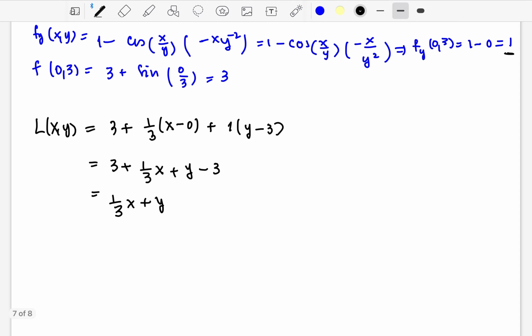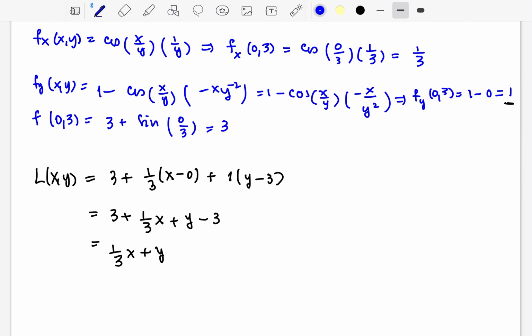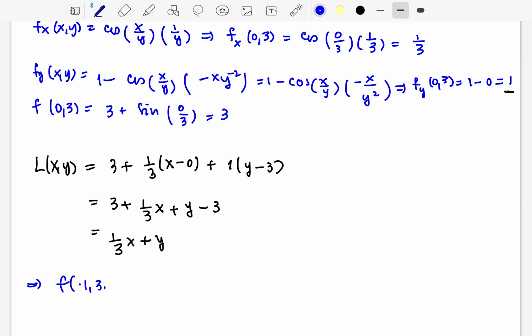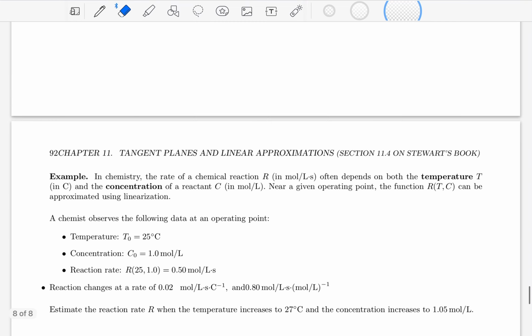So in particular, that means that f of (0.1, 3.1) can be approximated by the linearization of the function at (0, 3). So by just plugging in x equals 0.1, y equals 3.1, this is equal to 1/3 times 0.1 plus y, which is 3.1. So this is approximately equal to, what do I get for this? I get approximately 3.1333. Okay, perfect.